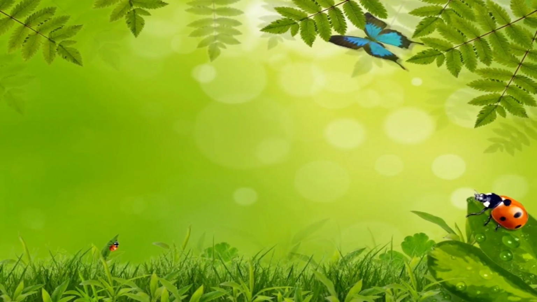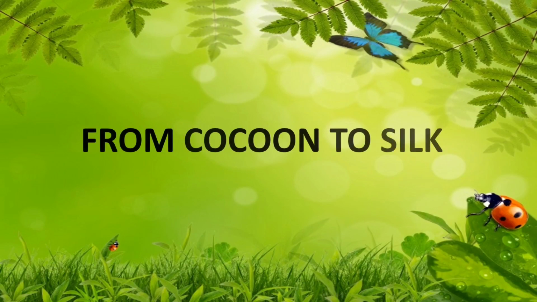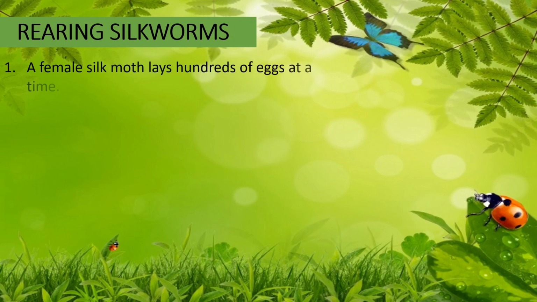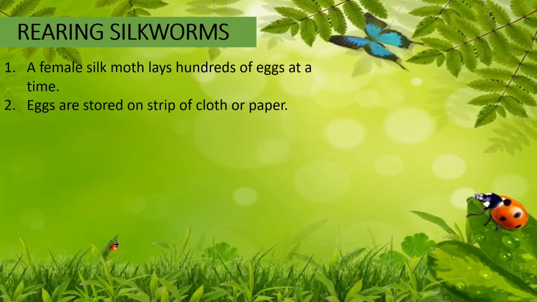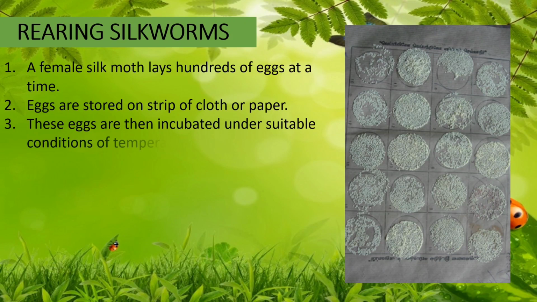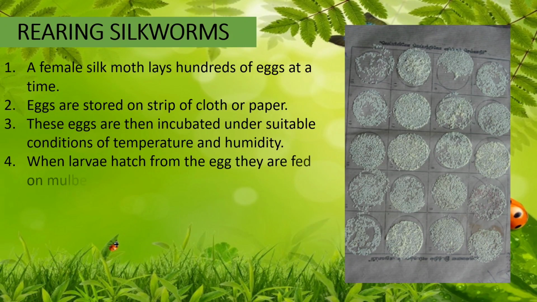Now next is from cocoon to silk. So, rearing of silkworms. Let us see how silkworms are reared to get the silk fibers. A female silk moth lays hundreds of eggs at a time. The eggs are stored carefully on strips of cloth or paper. This picture shows you how the eggs are stored on a strip of paper. These eggs are then incubated under suitable conditions of temperature and humidity. When the larvae hatch from the eggs, they are fed on mulberry leaves in clean bamboo trays.